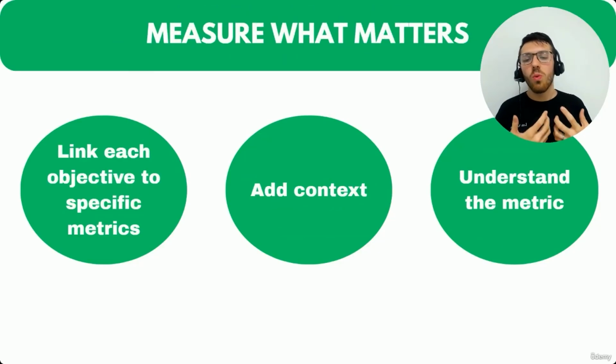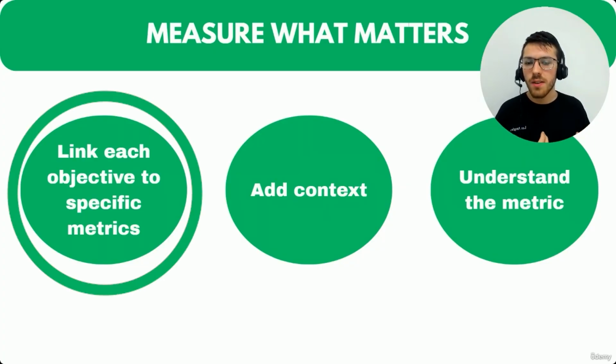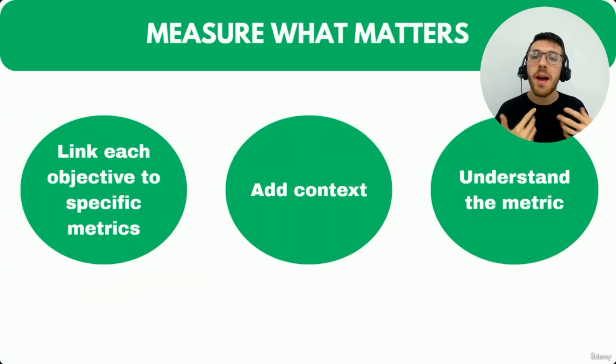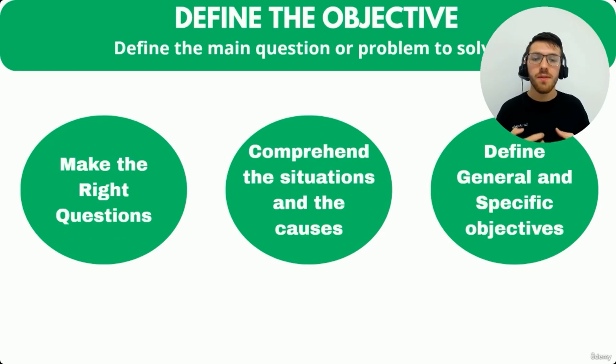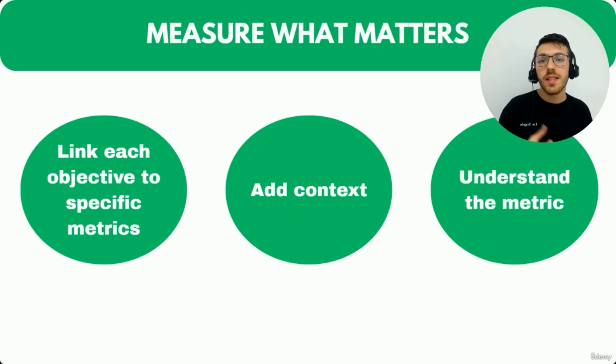And also measure what matters. If your boss or someone who is giving you this task asks you for A and you give them B, there's nothing there. You have to measure what matters. So link each objective to a specific metric. What are metrics? Metrics are those specific objectives that I told you about. So if you want to see how well a store is going, what are your specific objectives? What are your metrics? Is it the sales? Is it the conversion? Is it the feedback of the clients? Link each objective to specific metrics.